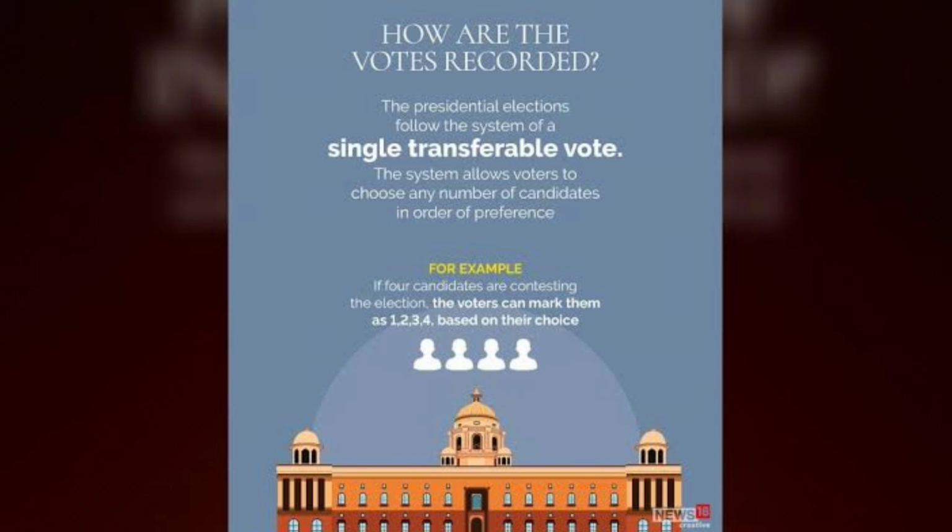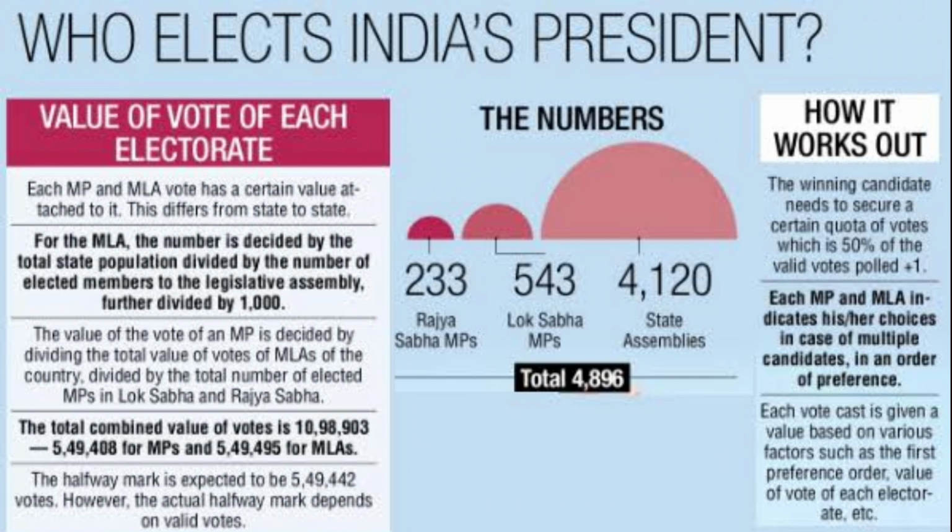The Electoral College consists of elected members of both Houses of Parliament, that is Lok Sabha and Rajya Sabha, that is Members of Parliament, MPs. Elected members of Legislative Assemblies of States, that is MLAs. Elected members of the Union Territories of Delhi and Puducherry having a Legislative Assembly, that is MLAs of Union Territories.